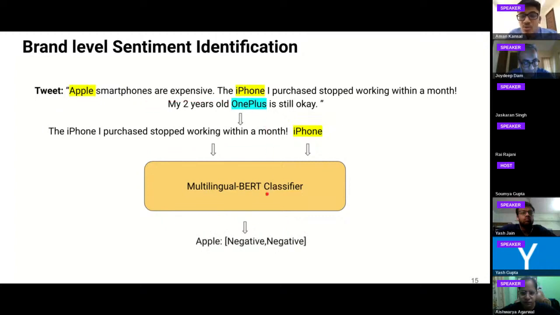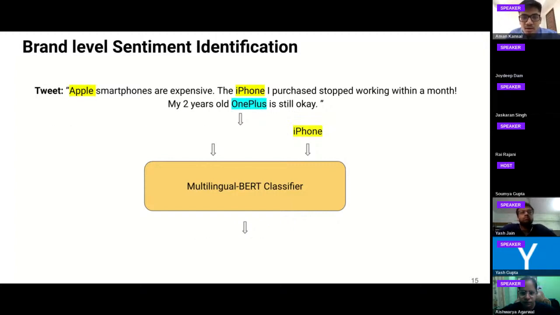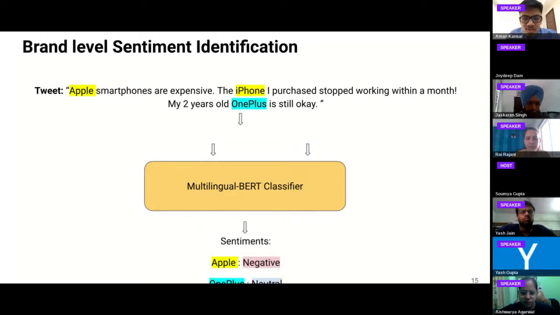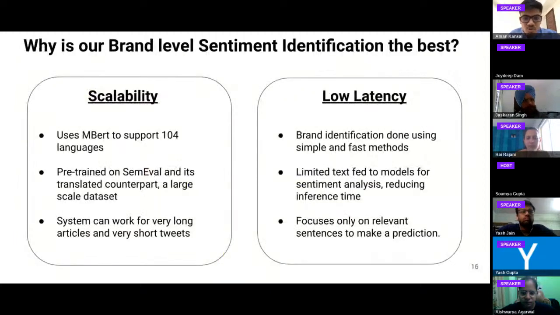It's important to know that if a company occurs many times in a text, it's possible that various different sentiments are associated with that particular company. So in that case, we just pick the sentiment which occurs the most number of times. And here, finally, we have OnePlus, and the sentiment there is neutral. So for Apple, we output negative, and for OnePlus, it's neutral for this particular example. Now I'll tell you about some of the intricacies of this approach that we faced.